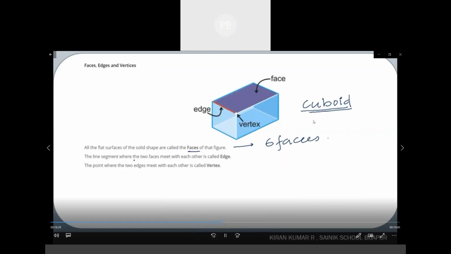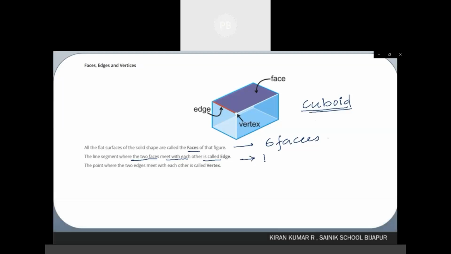The line segment where two faces meet each other is called an edge. Count the number of edges here. 1, 2, 3, 4. 4 bottom. Totally 8, plus 2, 10, plus 2, 12. There will be 12 edges.